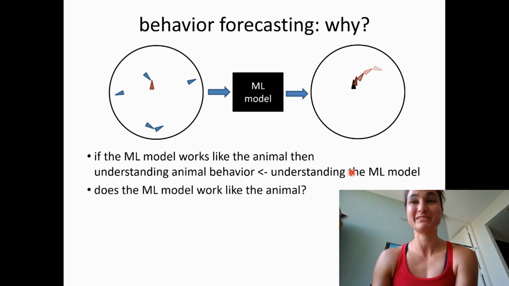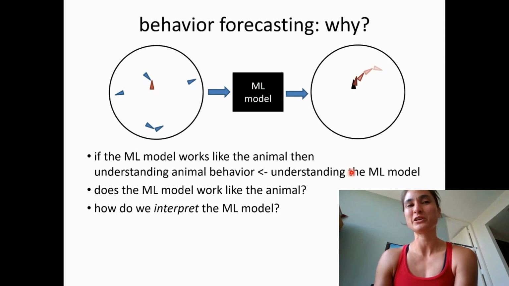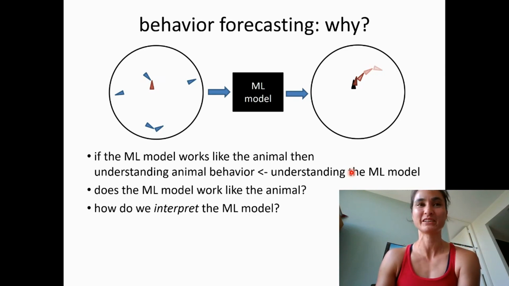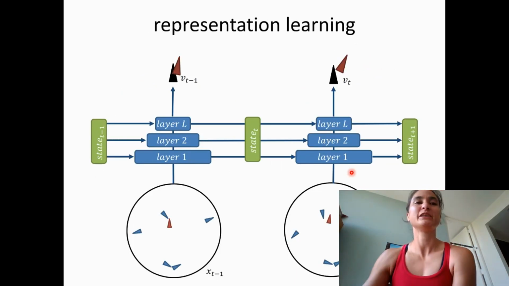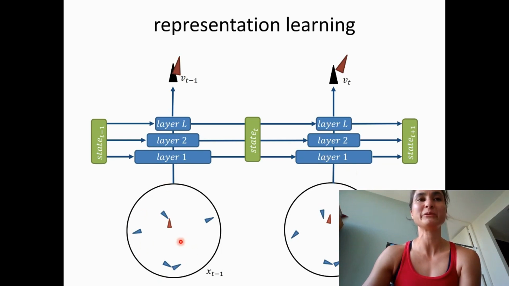So we have a couple of questions that we have to answer for this to actually work. Does the machine learning model actually behave like a real animal? And then this other question, which is becoming a big field within machine learning, of explainable machine learning. So how do we interpret this machine learning model, which itself is a very complicated thing? To this end, we've been training recurrent neural networks that input a representation of the animal's current environment and learn how to represent all of the past information that's relevant to predicting the fly's future behavior.